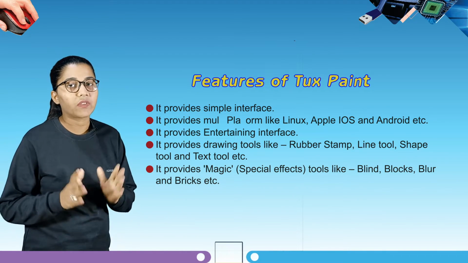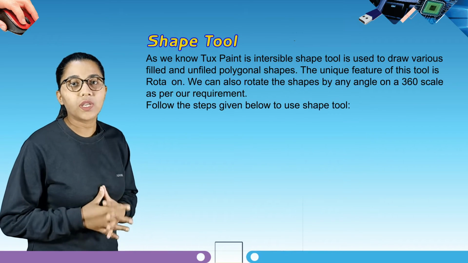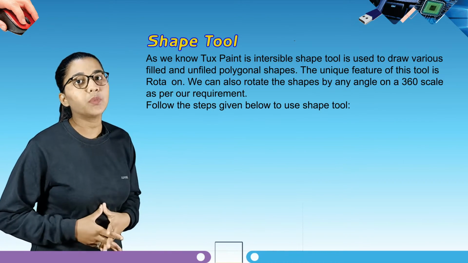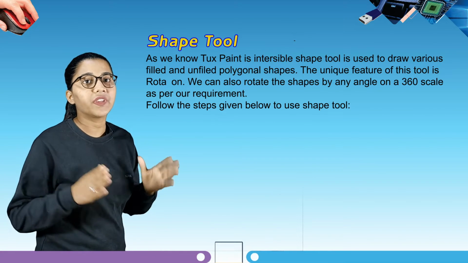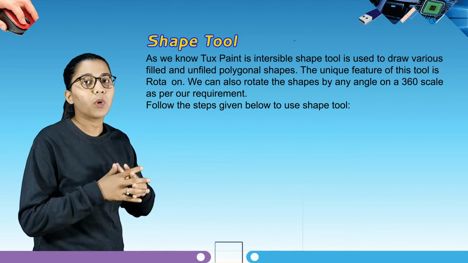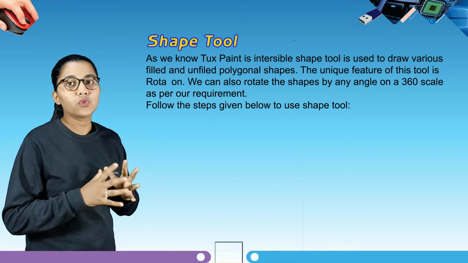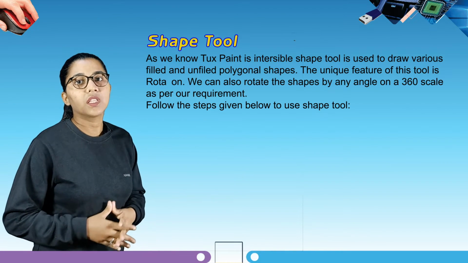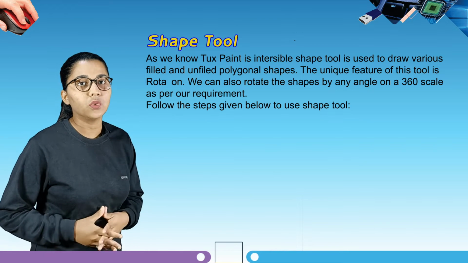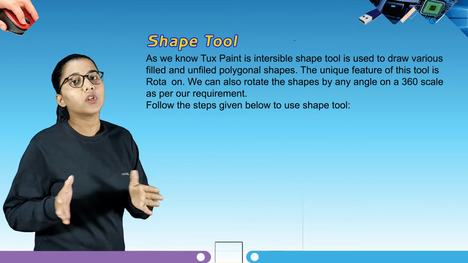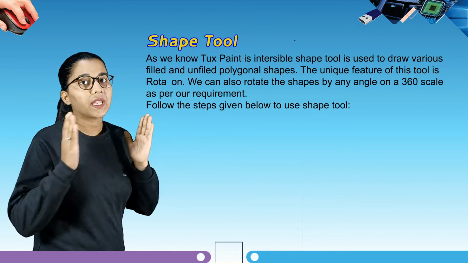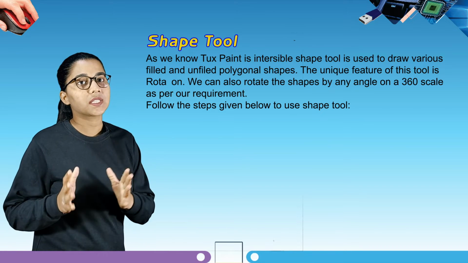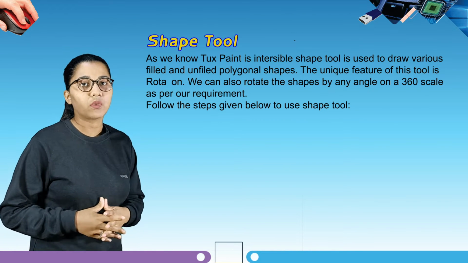So students, our next topic is shape tool. As we know, in Tux Paint the shape tool is used to draw various filled and unfilled polygonal shapes. The unique feature of this tool is rotation. We can also rotate the shape by any angle on a 360 scale as per our requirement.